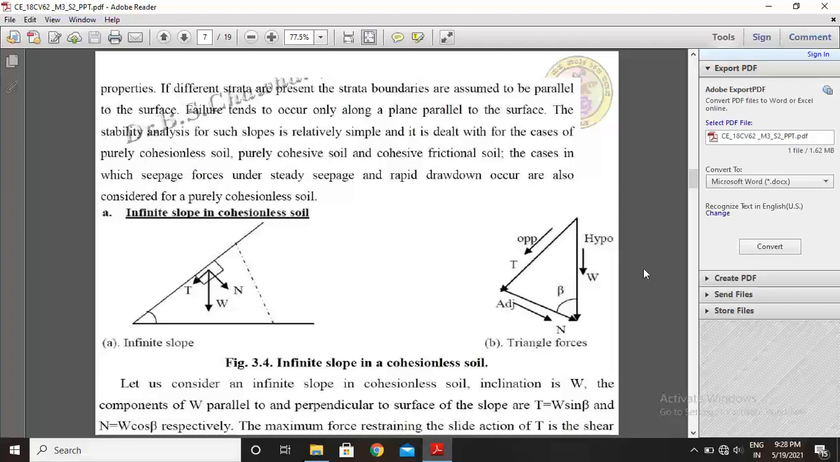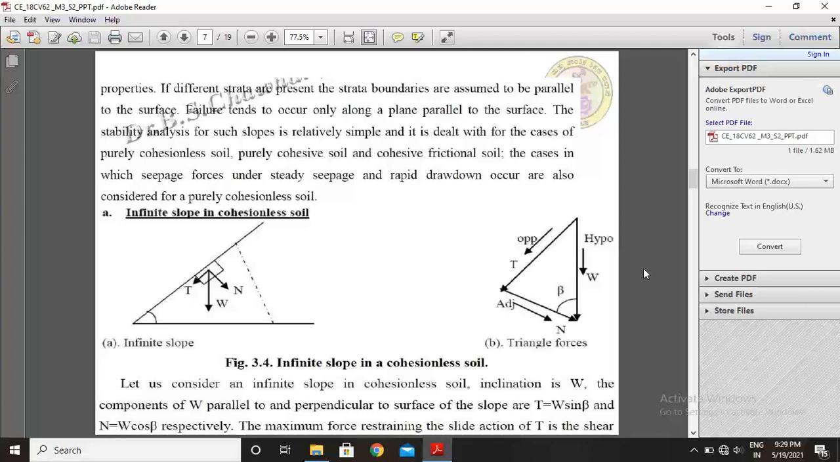If different strata are present, the strata boundaries are assumed to be parallel to the surface. Failure tends to occur only along a plane parallel to the surface. The stability analysis for such slopes is relatively simple, and it is dealt with for the cases of purely cohesionless soil, purely cohesive soil, and cohesive frictional soils, that is called C-phi soils.